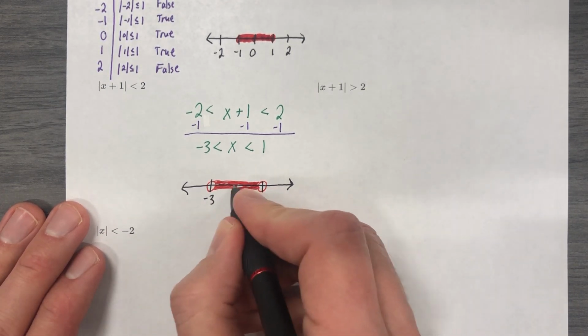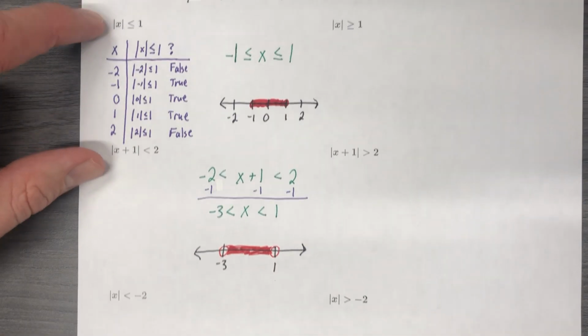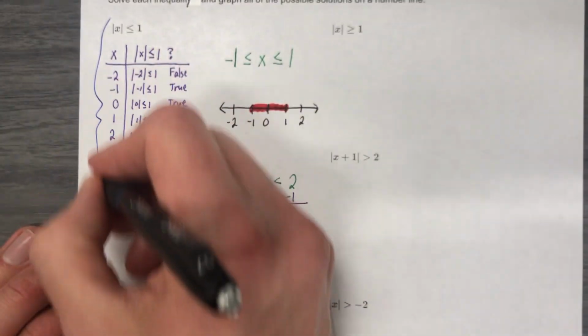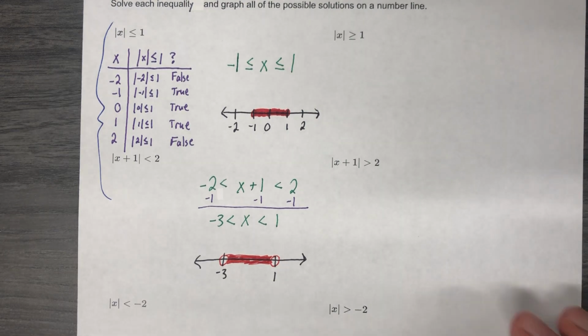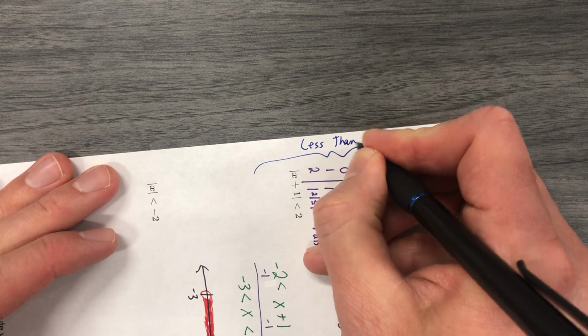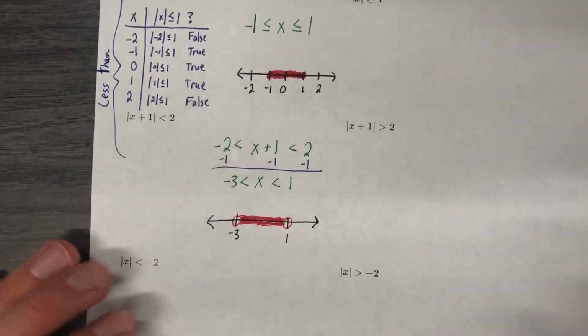So far we have learned one type of problem, and that type of problem is less than. I think that's important, so I'm going to come over here and point out that these are less than. This one's less than or equal to, but the main idea is there, that these are less than. And if you're going to work them out by hand, this is how you would do it.